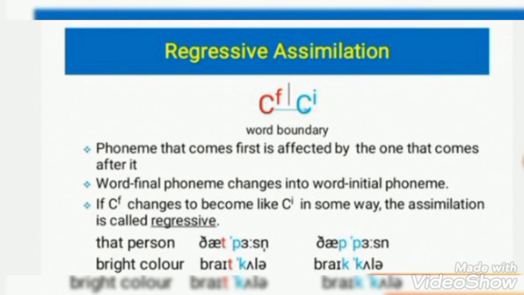Let's see how it happens. A native speaker pronounces it as "thap person". So in this, the t sound is changed into the p sound. In very simple words, the assimilation is called regressive when CF changes to become like CI. It is called regressive assimilation.